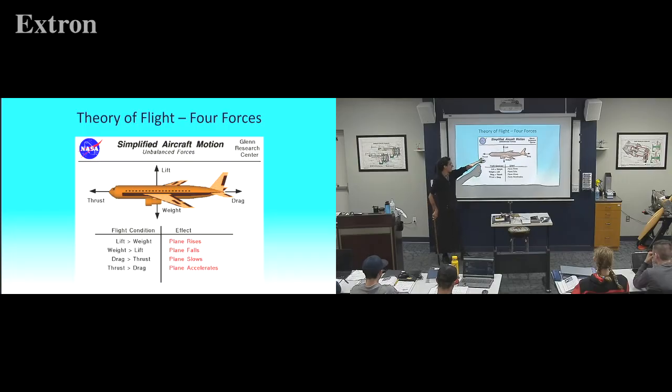If we take our yoke and pull back and maybe add some power too and initiate a climb, now we're accelerating upward, lift is overcoming weight. Pull our power back, push our yoke forward, begin a descent. That change is now weight is greater than lift. That doesn't mean we drop out of the sky. Weight is just having more effect than what lift has.